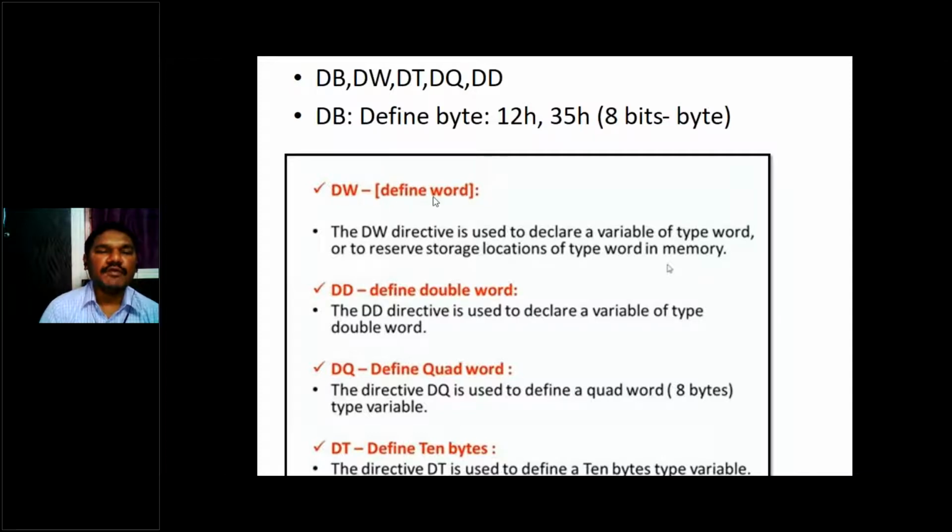If it is DW, define word, it means 16 bits. Define double word means 4 bytes. DQ, define quad word, means 8 bytes. Suppose you want to add 10 byte values, then how to define that? That can be defined by using DT. So these are the different types of data defining words in the 8086 microprocessor programming language. Very important for the programming section, which we will see once again in the programming.